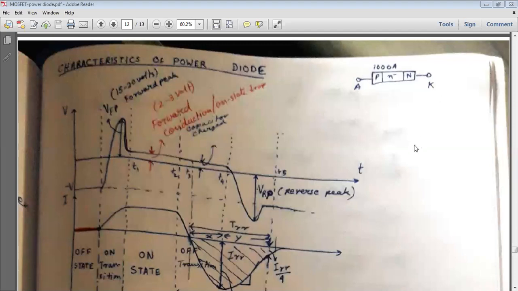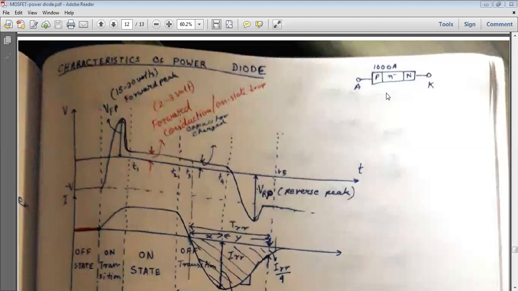When we apply the voltage source across this power diode, what will happen? The minority carriers will come to this n minus layer, and due to those minority carriers the current conduction will happen. And initially this resistance was very high.